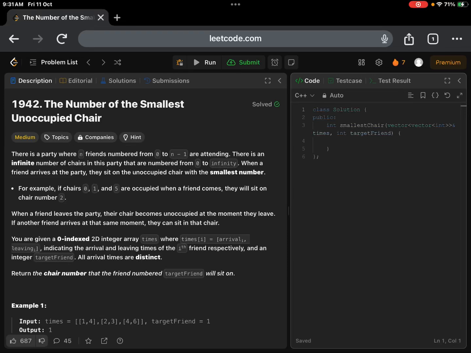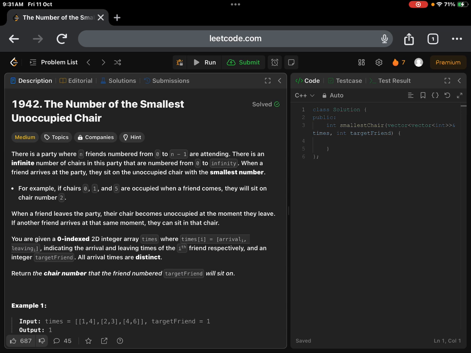So today we have our Leetcode daily question, which is the number of the smallest unoccupied chair. There is a party organized with n friends. The indexing of friends starts from 0 to n minus 1, and we are given an infinite number of chairs, and chair numbers also start from 0 to infinity.